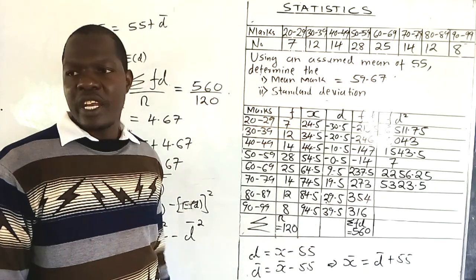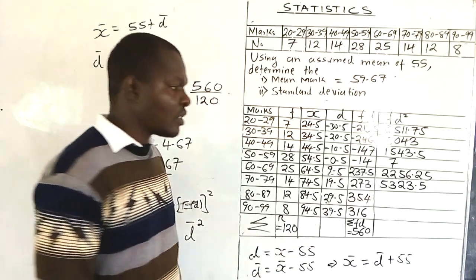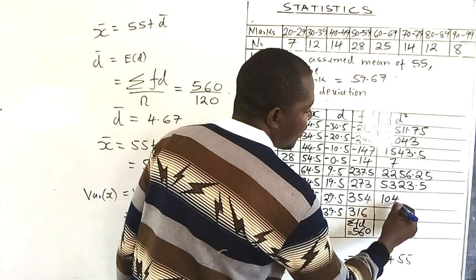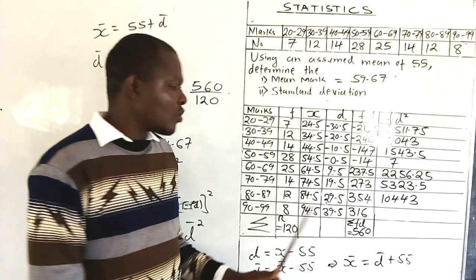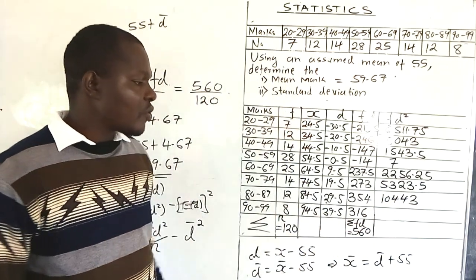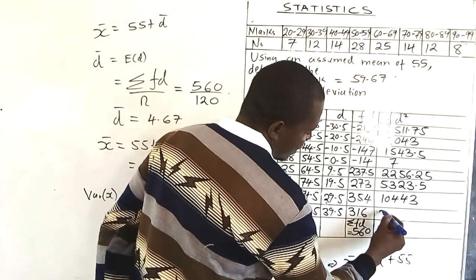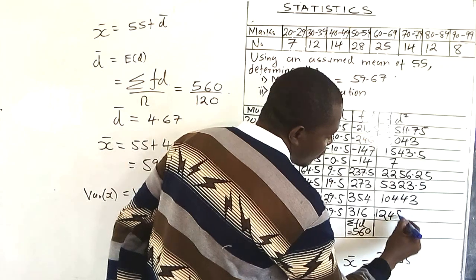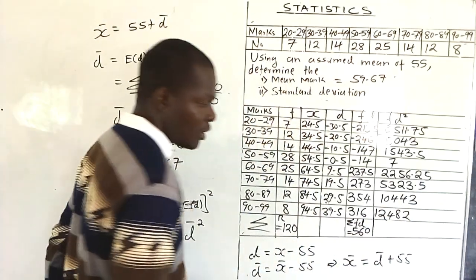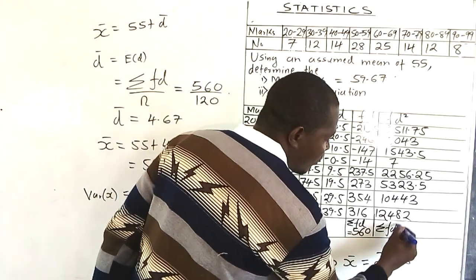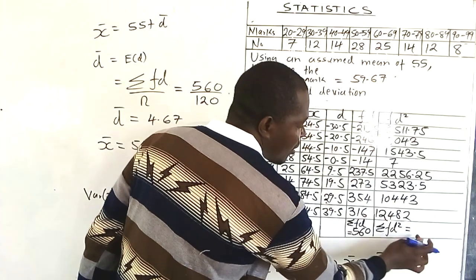FD times D to get FD squared: 10443. Then the next one. FD times D to get FD squared: 12482. Like that. So if you sum all these FD squares, if you sum all of them, what do you get?